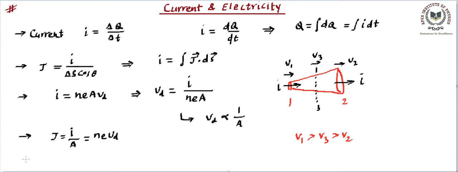And finally, we got one relation, that's J vector is equal to sigma into E vector. And I said this is known as Ohm's law. And I said that we will be studying from this onwards in detail. So this was the recap of the previous lecture. Now let's go forward and talk about this Ohm's law in detail.